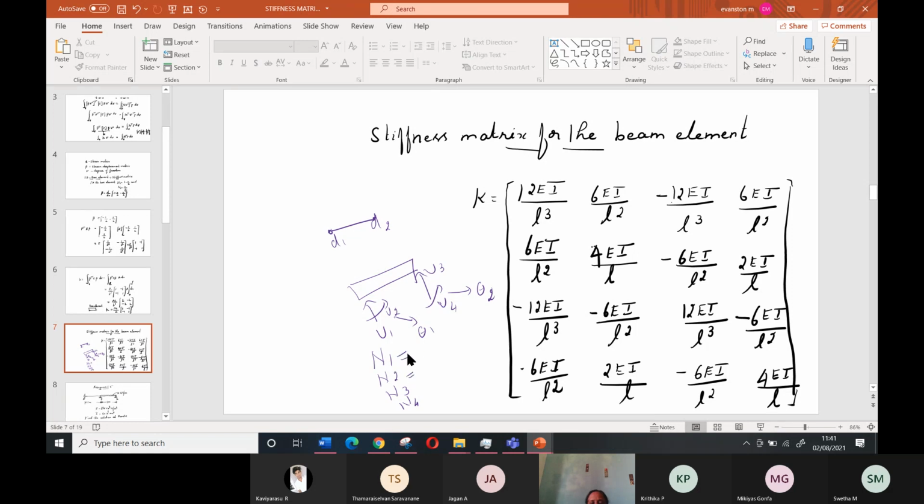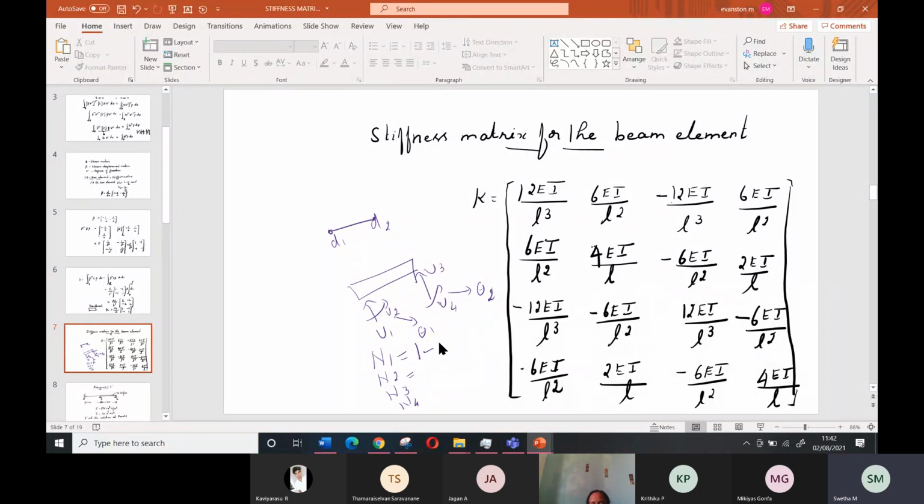Can somebody read me the value of N1? What we have got in the previous classes? Can you just go through your notes and read what is N1? N1 is equal to 1 minus. Somebody read it for me. What is the shape function for the beam element? Who will read? 1 minus. Hello? Yes, tell me.